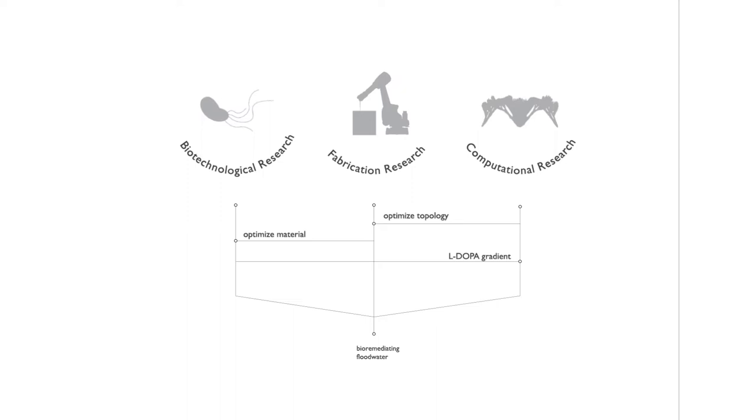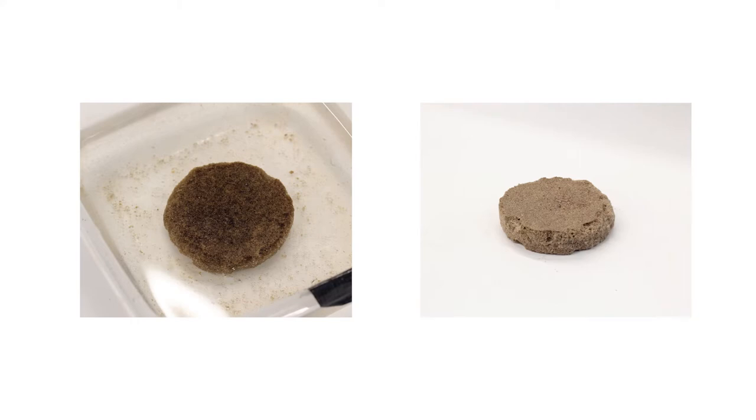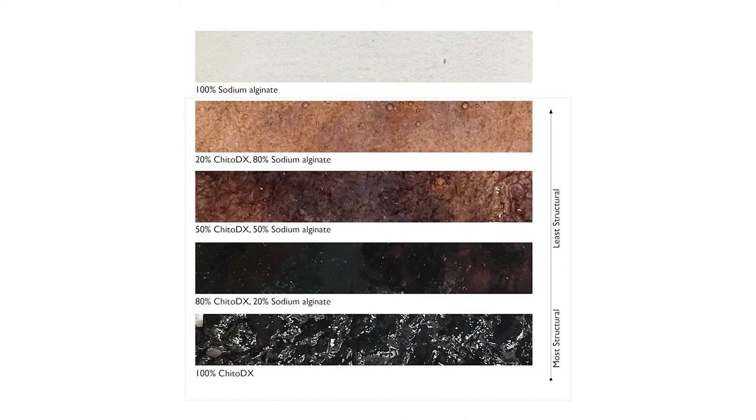Through the use of computational tools, we can analyze a site and develop a topology-optimized structure that bioremediates efficiently. Using chitosan recycled from the fishing industry and L-DOPA produced by our bacteria, our base composition, called ChitoDX, is a structural biocomposite that holds its shape and does not disintegrate when submerged in water. We then mix this composition with sodium alginate to create a material gradient and optimize our design for particular purposes.